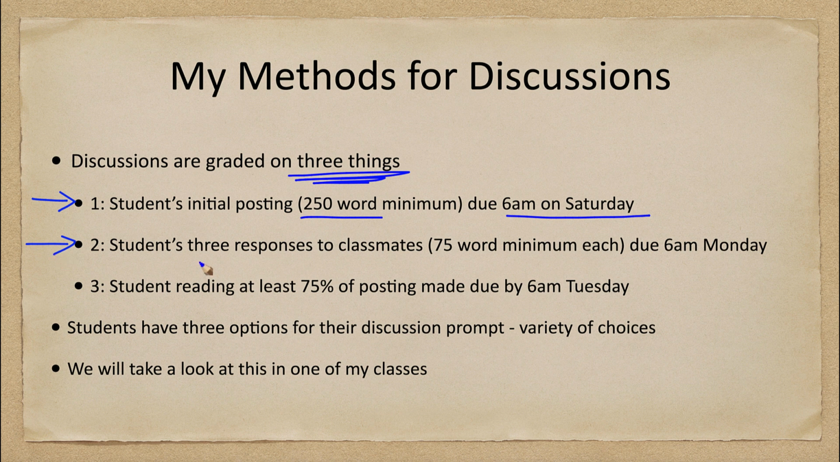The students are required to do 3 responses to their classmates of 75-word minimum. I don't necessarily like putting minimums in there, but it gives the student a guide as to how much I'm looking for. So I do put a specific amount that I am looking for in each of these. The students then have until 6 a.m. Monday to do that. And at 6 a.m. Monday, the discussion locks. It's done, so they cannot add anything.